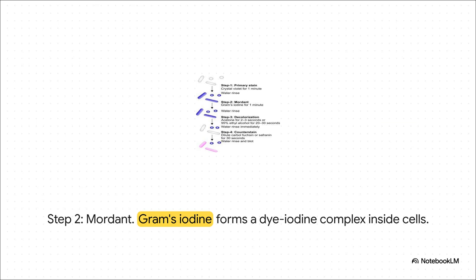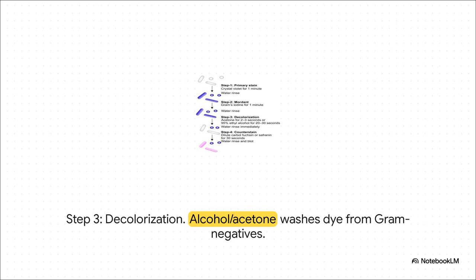Now, iodine acts as a mordant, which is just a fancy word for something that helps fix the dye. It gets inside the cells and combines with the crystal violet to form this big, bulky complex that can't be easily washed out. And this complex gets physically tangled up in the thick cell wall of gram-positive bacteria. Now for the magic. This is the most important, most time-sensitive step, decolorization.